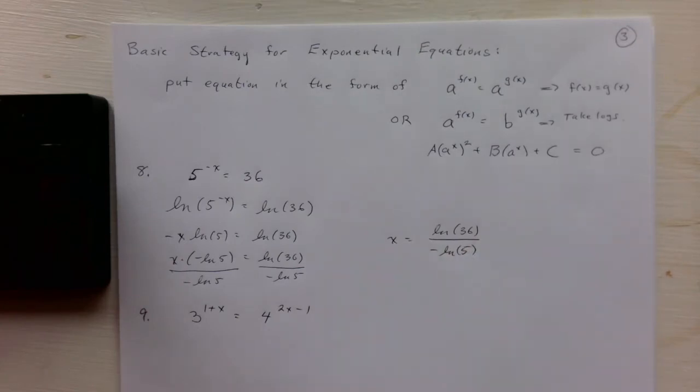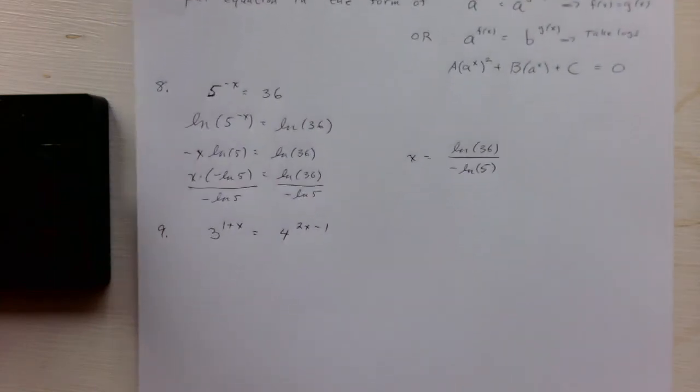You could plug this in your calculator to give an approximation. I'm not going to ask you because I'm going to be asking for the exact value of x, which is why we need logs. You could have also done this using the common log, by the way. Okay, we do number 9. Number 9 and 10 are basically the same thing. You're going to take the natural log of both sides and then go ahead and solve for x.